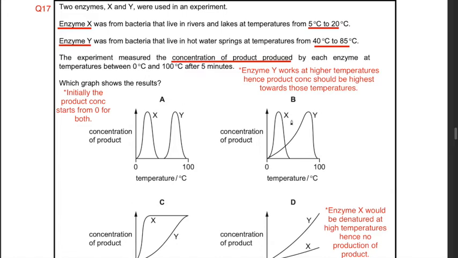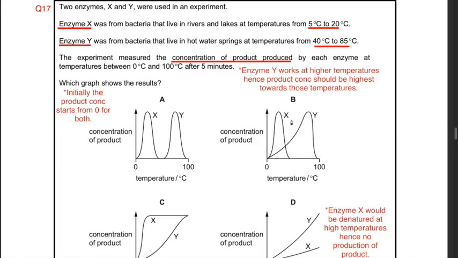Let's look at B. Yes, B is the right answer because enzyme Y works at high temperatures, hence product concentration should be highest towards those temperatures, and X works at 5 to 20 degrees Celsius. Therefore, concentration of product should be in that temperature range, and above 20 degrees Celsius there should be 0 concentration of product as the enzyme would be denatured.